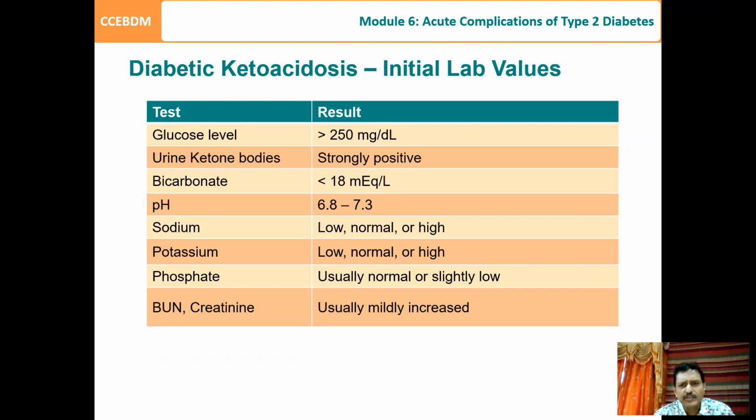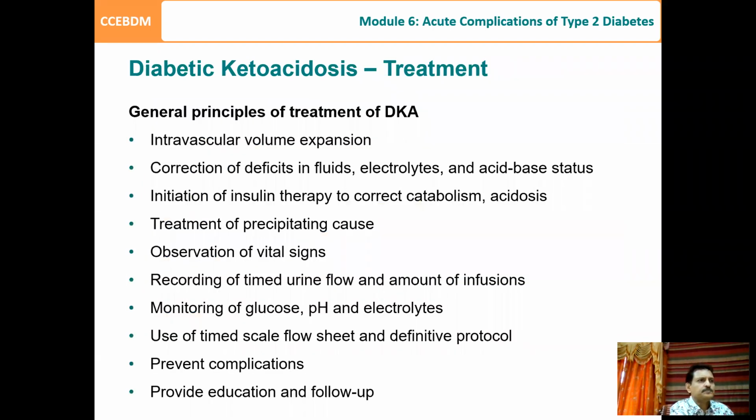Sodium and potassium level is variable. Phosphate level is also variable. In most situations, the blood urea nitrogen and creatinine value is slightly increased, but it may be because of dehydration. It may not always be because of acute tubular necrosis. And once we start the fluid replacement, when the volume is restored, this rise in blood urea nitrogen and creatinine value can come down to normal level.